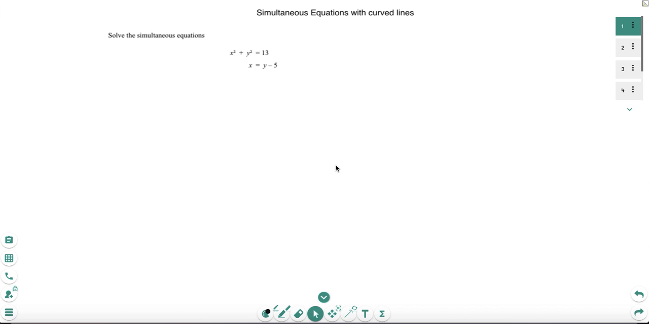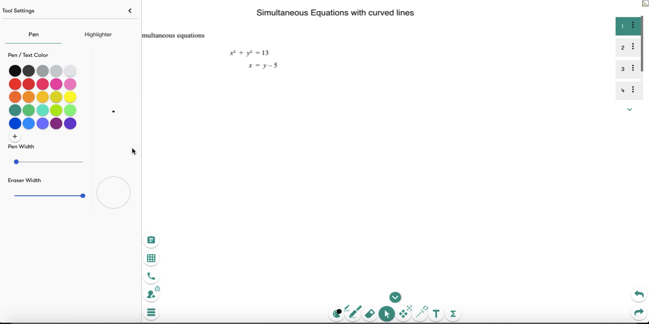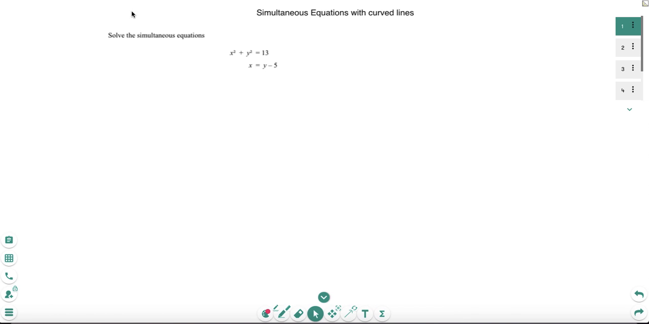The new topic today is simultaneous equations with curved lines. Remember, this is a more advanced version of simultaneous equations. I have a recent video about simultaneous equations, but that's all about two linear lines. Here we're going to be solving simultaneous equations with some curved lines.